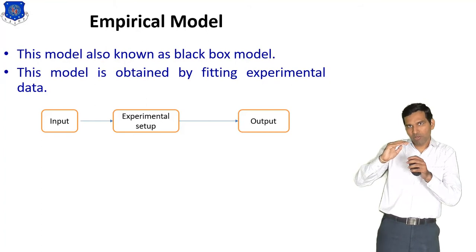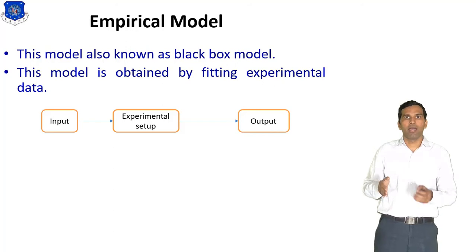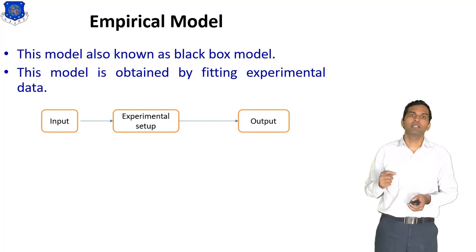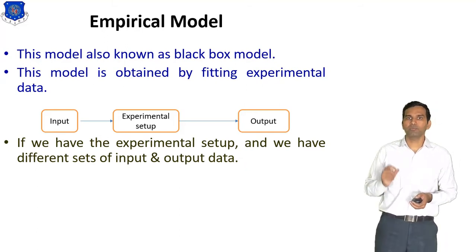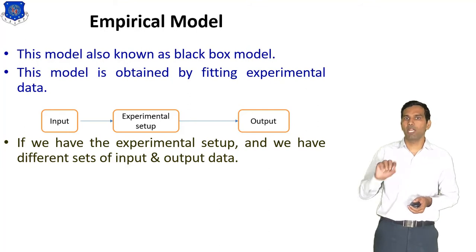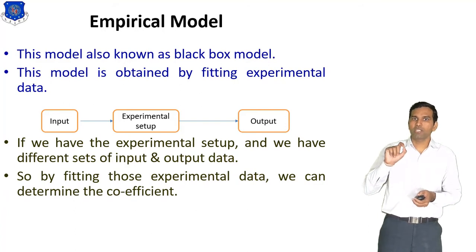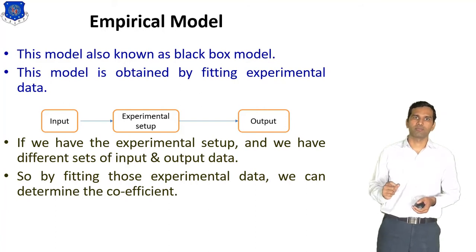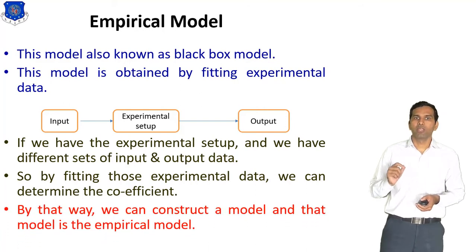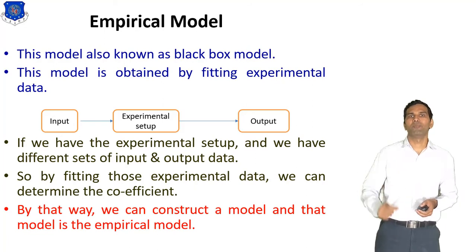That means by using the experimental setup we get the input and output data, and we can define the relation between this input and output. If we have the experimental setup and different sets of input and output data, then by fitting those experimental data we can determine the coefficients. In that way we can construct a model, and that model is known as the empirical model.